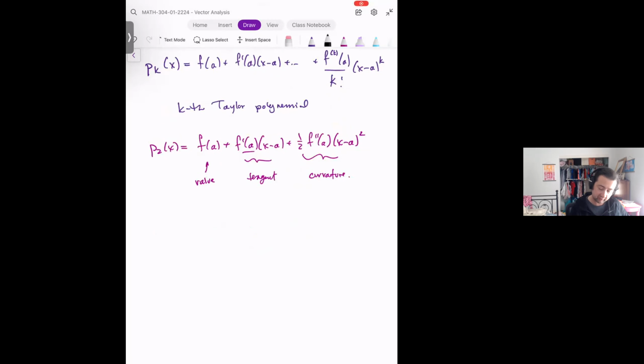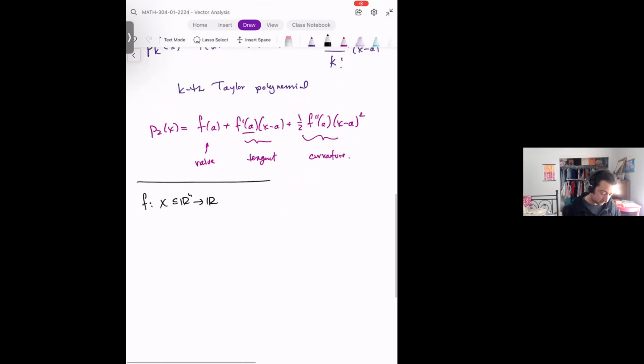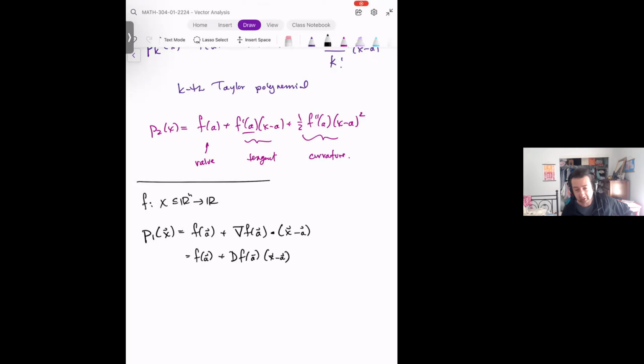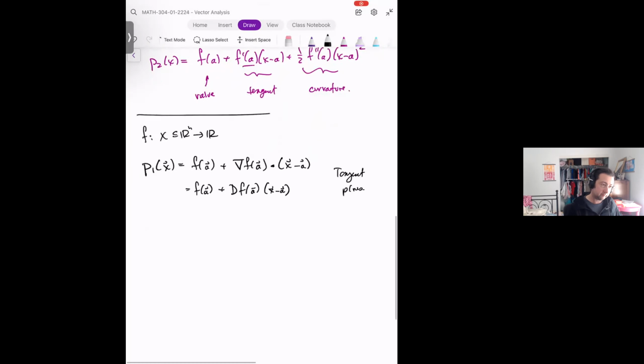Where we left off last time was in the linear version for multivariable functions. Last time we said that for f that takes a domain in R^n to R, so an n variable function instead of a one variable function, we defined P1 of x to be equal to f of a plus, well, there's not just one derivative, there's n derivatives. So we define that to be the gradient of f at a dotted with the vector x minus a, or in matrix notation, f of a plus Df at a times (x minus a). And of course, this wasn't new because these are just the tangent planes. All right, questions so far?